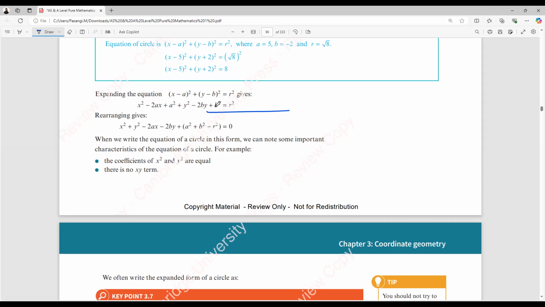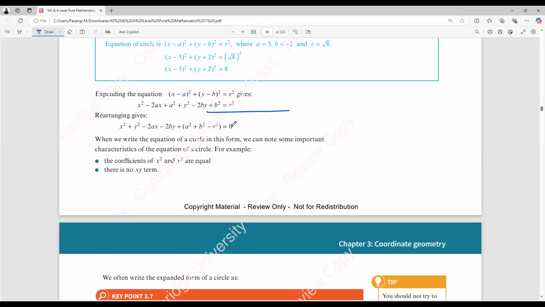Then we can rearrange all these terms into another form, that is x squared plus y squared minus 2ax minus 2by plus the constants, equal to 0. The x terms we can take together, the y terms we can take together, and all the constants we can move together and equate to 0. So when we write the equation of a circle in this form, we can note some important characteristics of the equation of a circle.